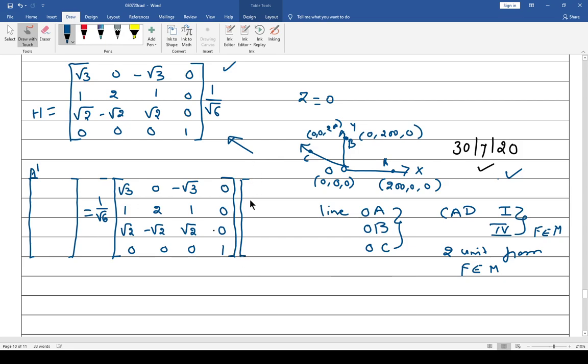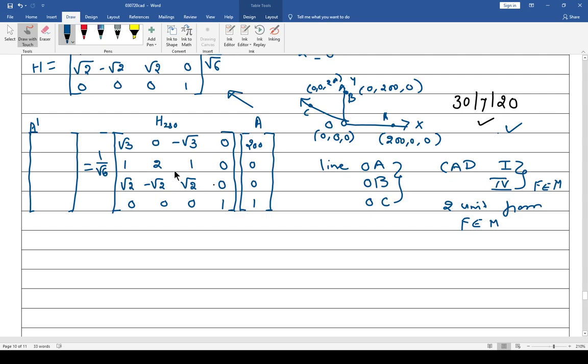And my coordinates are 200, 0, 0 and 1. So this is my A coordinate, and this is my isometric transformation matrix. Let's do it. Try to find this and let me know all those values.